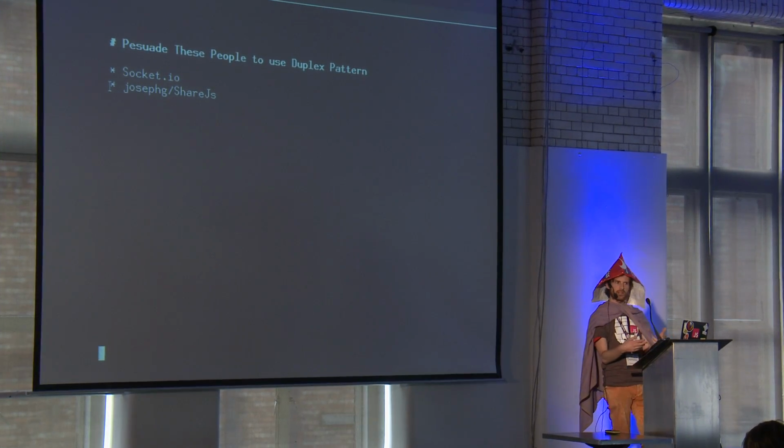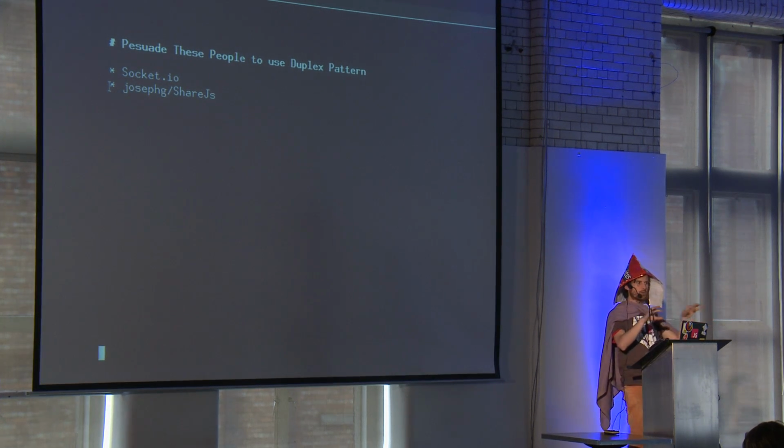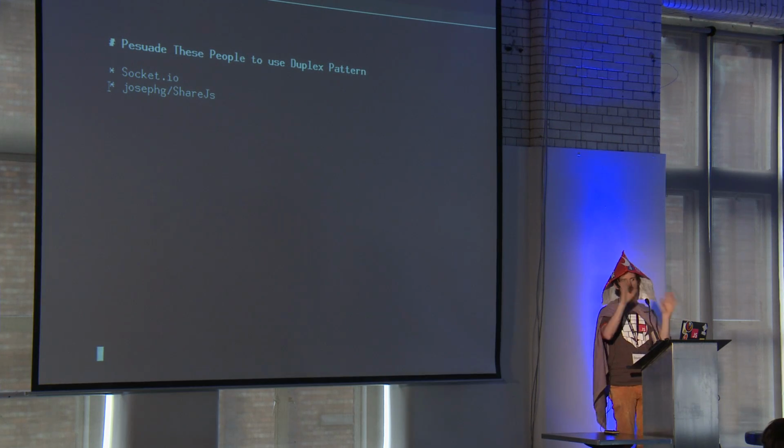So this is also important. There are some people who haven't got into the duplex pattern yet, and I want you all to give them a few nudges and influence them if you can. Socket.io is great, and it's gotten us here, but I'll come back to it in a second. This other thing, Share.js, is really cool. It's for real-time collaborative editing of text. You can hook it up to a text field, and then multiple users can edit it at the same time, and it does the magic to handle that.